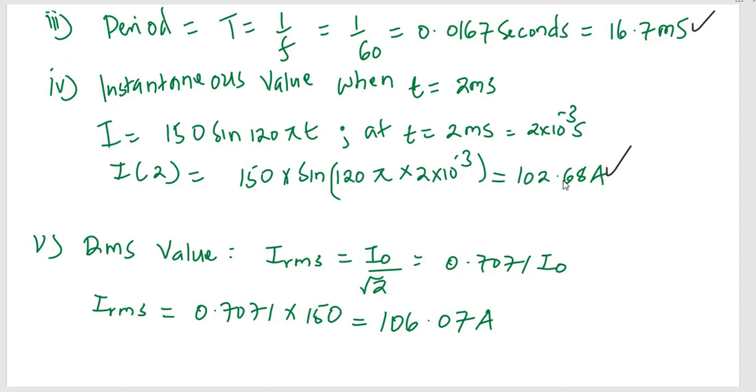What about the root mean square value of this AC voltage? The root mean square value is given by the maximum value of that AC quantity divided by root 2, and this is equal to 0.7071 I naught. So when we substitute in I naught, the maximum value, we get the current as 106.07 amps.